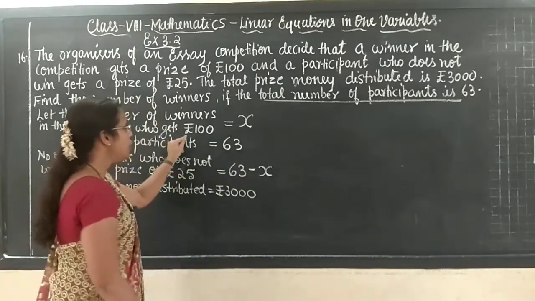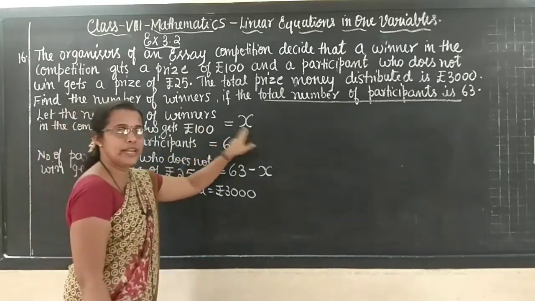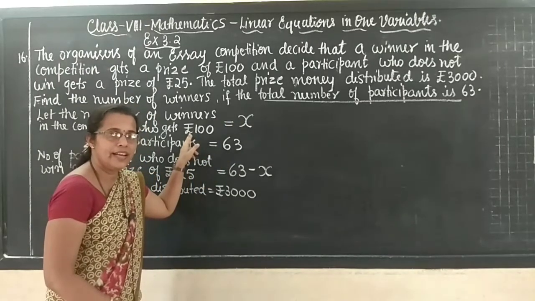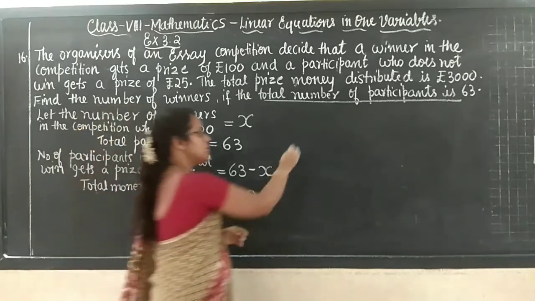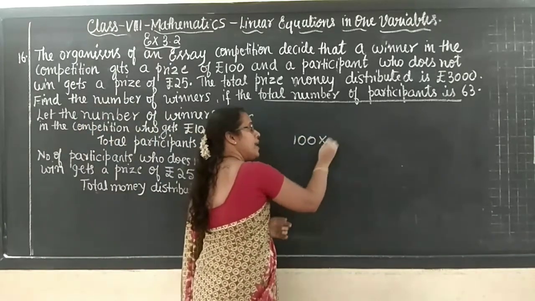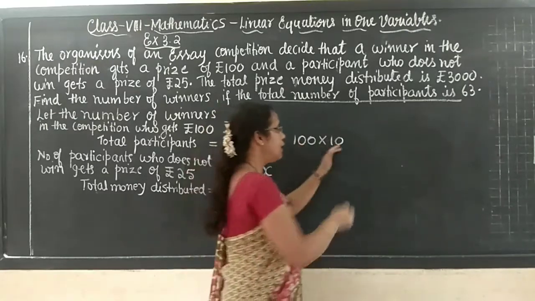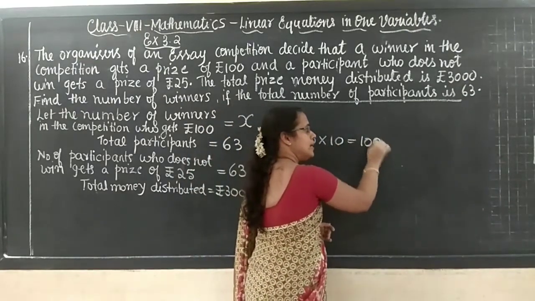Children, X winners will get 100 rupees each. This is the total amount. If 10 winners get 100 rupees, how much amount will it become? 100 into 10, 1000. Right, look here.